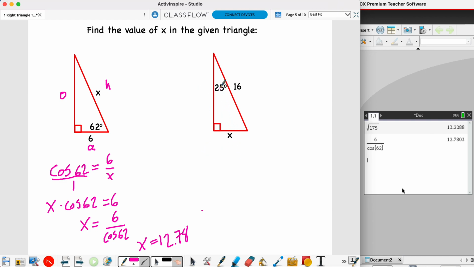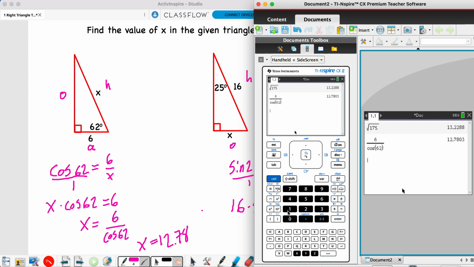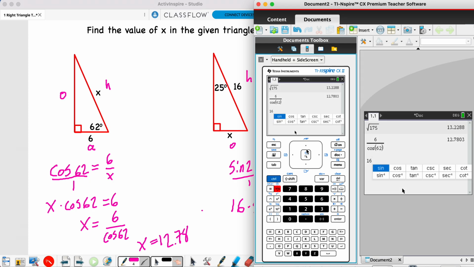Okay, so from 25 degrees, x is our opposite side, 16 is our hypotenuse. Which trig ratio uses opposite and hypotenuse? Well, that's sine. Sine 25 is equal to x over 16. Put that over 1, cross multiply. 16 times the sine of 25 is equal to x. Put that in our calculator, 16 sine of 25. We get 6.76.